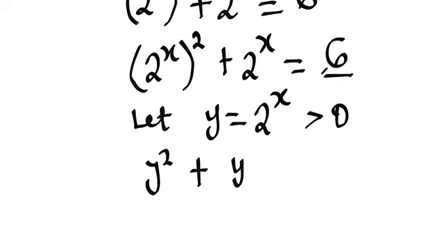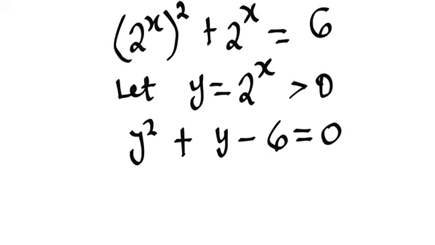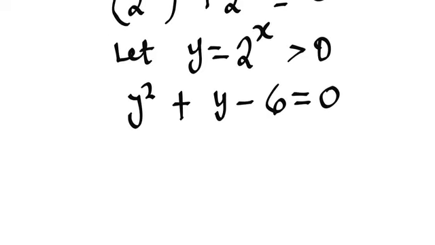So this, I'm going to transpose it to the left hand side. So that would change to -6, then equals 0. So now from there, we're going to factorize this problem here. Now factorizing this problem, what are we going to have? So this is going to be in this form.